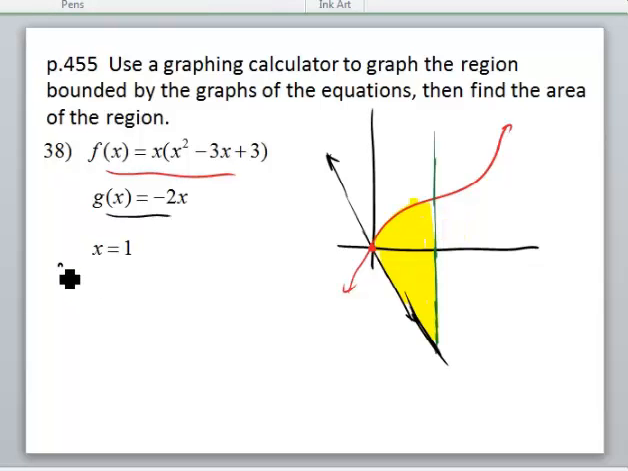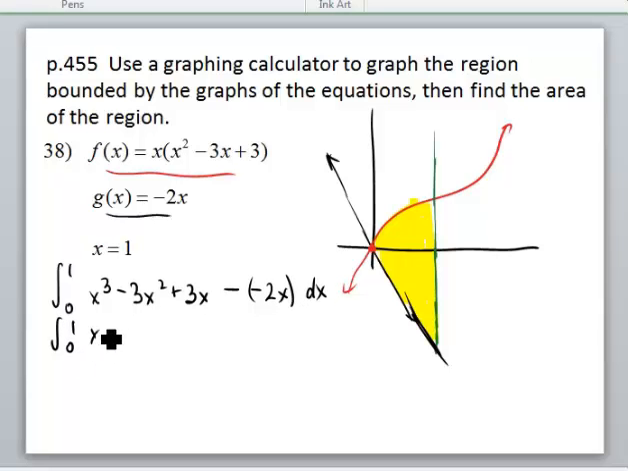So we're going to find the integral, and we're going to do this in terms of x, so from 0 to 1. And it's the top function minus the bottom function, so there's my top function. X cubed minus 3x squared plus 3x minus your negative 2x dx. So what we really have is x cubed minus 3x squared plus 5x dx.